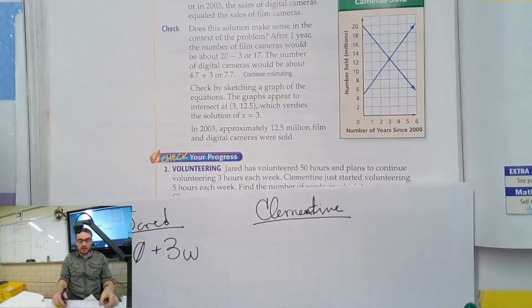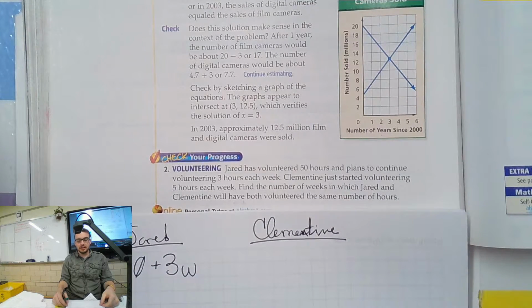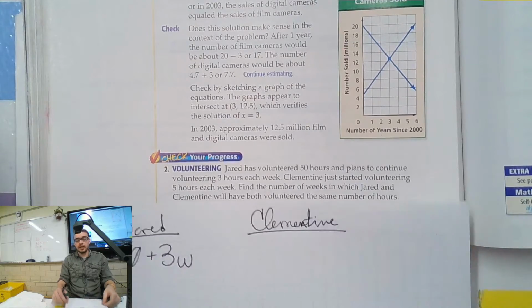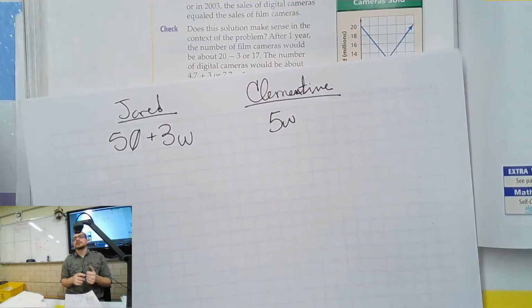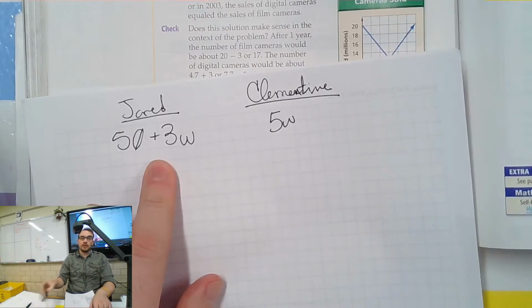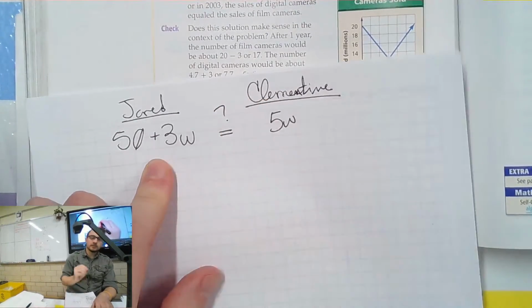Thank you. All right, so Clementine, how are you going to represent her volunteering time? Just 5W, right? She has nothing starting out. So just 5W. And the question is, when will they have worked the same amount? So how do I figure that out, you think? What are we asking? Yeah, when will they be equal, right? That's the total amount of work for him, total amount of work for her. When will they be equal is what we're asking.